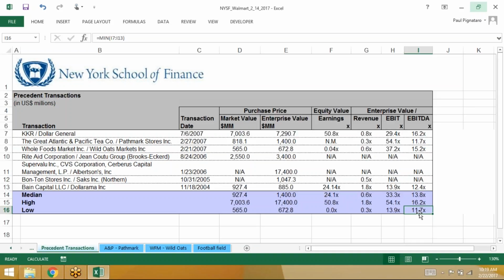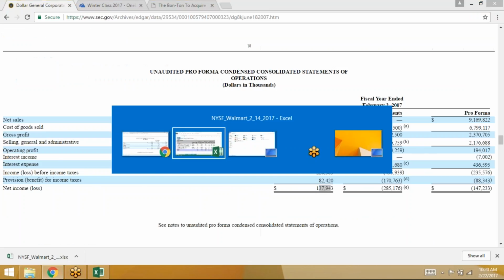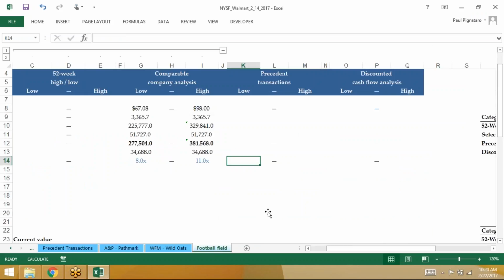A lot of people just eyeball it and say, listen, I'm just trying to get a general range. So 11.7, I'm going to round to 12. And then the high, 16.2, I'm going to round to 16. So I'm just going to do 12 to 16. It's kind of up to you. So precedent transaction low end is 12, high end is 16.